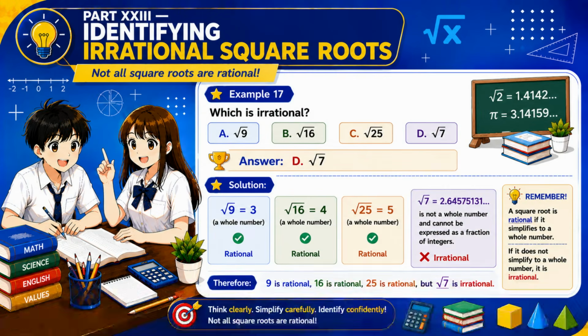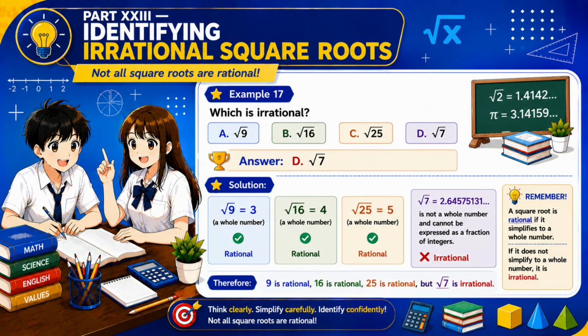Which is irrational? A, square root of 9. B, square root of 16. C, square root of 25. D, square root of 7. Answer: D, square root of 7.